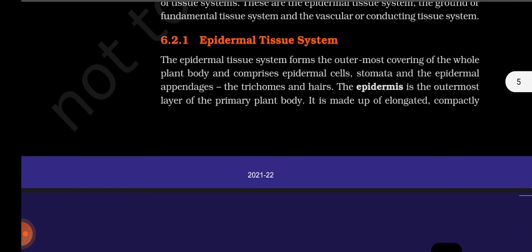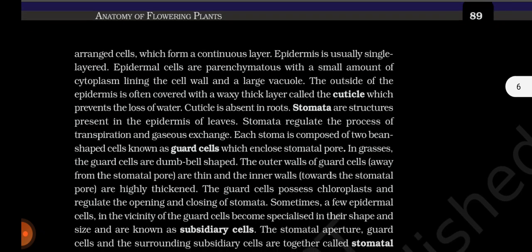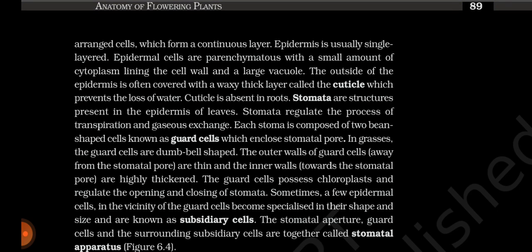Epidermal tissue system. The epidermal tissue system forms the outermost covering of the whole plant body and comprises epidermal cells, stomata, and epidermal appendages that include trichomes and hairs. Epidermis is the outermost layer of the primary plant body. It is made up of elongated, compactly arranged cells which form a continuous layer. Epidermis is usually a single layer. Epidermal cells are parenchymatous with a small amount of cytoplasm lining the cell wall and a large vacuole.